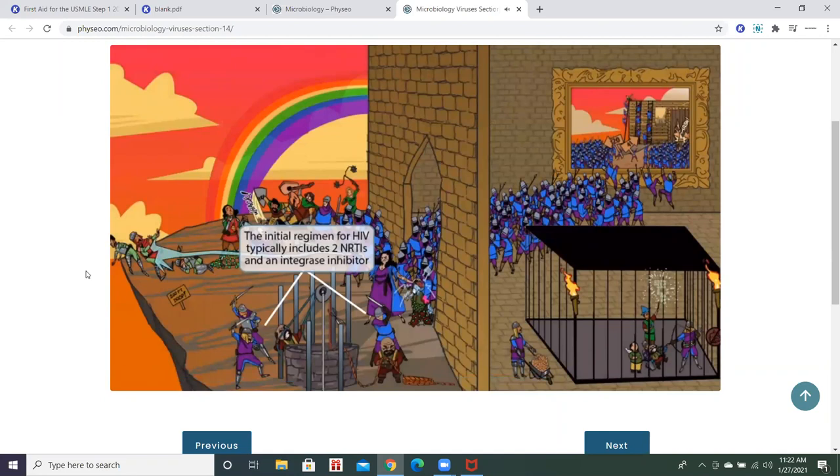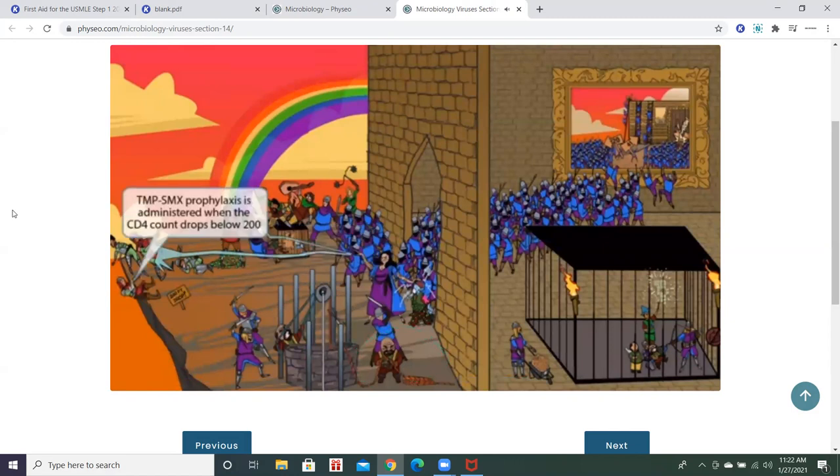The dwarf on the right, tying the two ropes together right here, represents integrase. Therefore, this soldier inhibiting this dwarf represents an integrase inhibitor. Because there is only one soldier here, you should be able to remember that only one integrase inhibitor is used. So tying all these ideas together should help you remember that the initial regimen for HIV typically includes two NRTIs and an integrase inhibitor.